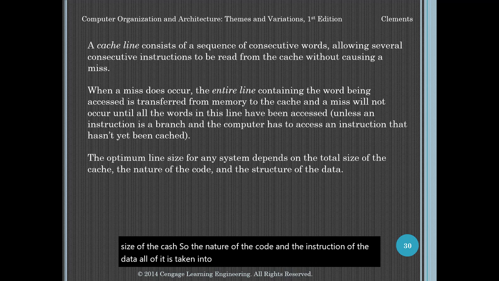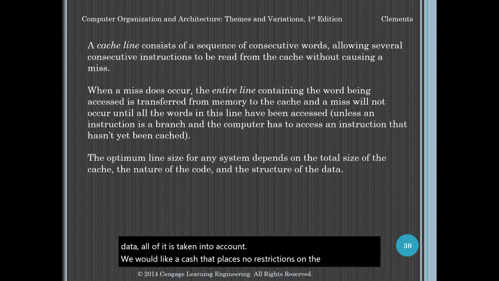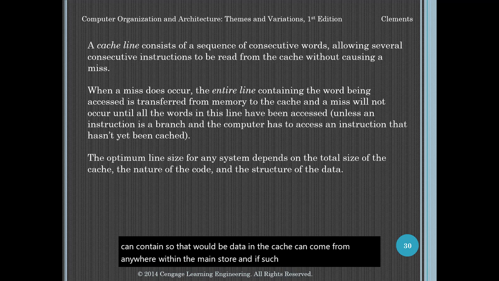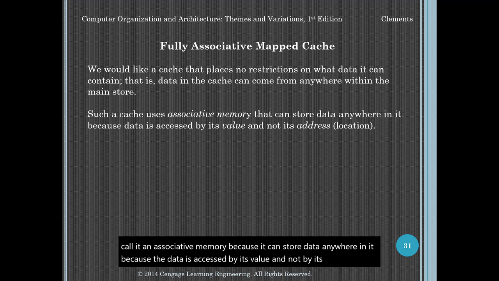We would like a cache that places no restrictions on the data that it can contain, so data in the cache can come from anywhere within the main store. If a cache works this way, we call it an associative memory, because it can store data anywhere in it, since the data is accessed by its value and not by its address. So we have this idea of a fully associative mapped cache.